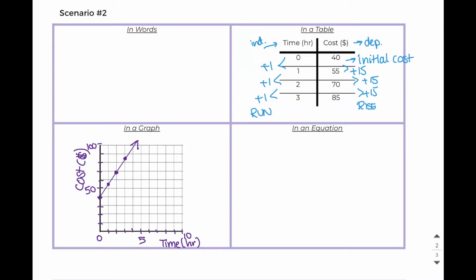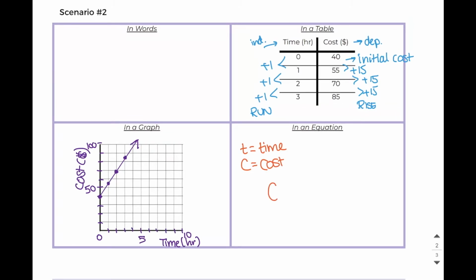Okay, so now let's do our equation. I'm purposely doing the words at the end because we can make up any scenario that we want as long as it goes along with this. But let's go ahead and do our equation. So we have our time, we'll call T, and then we'll call C our cost. And so it tells us here that our cost is starting at $40. It tells us in the table and the graph that it's starting at $40 and that it is going up by $15 for every 1 hour.